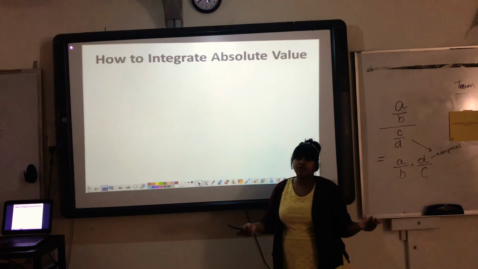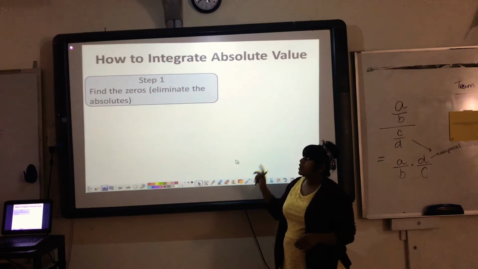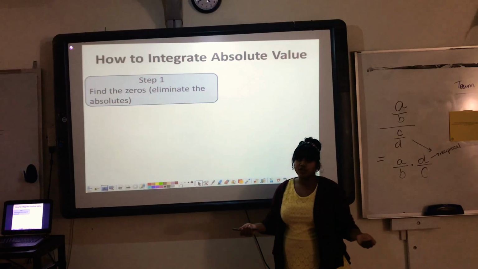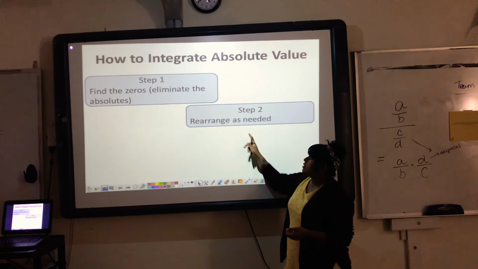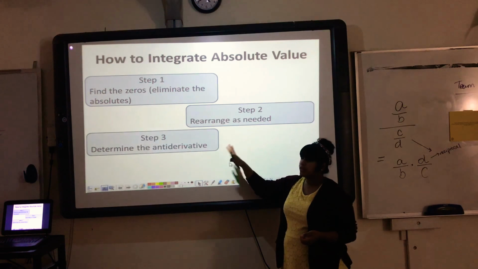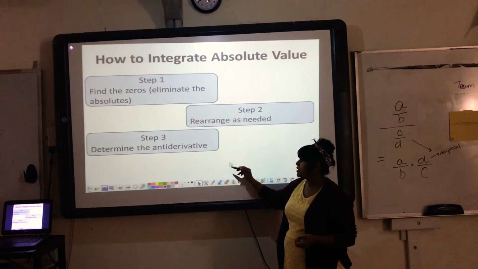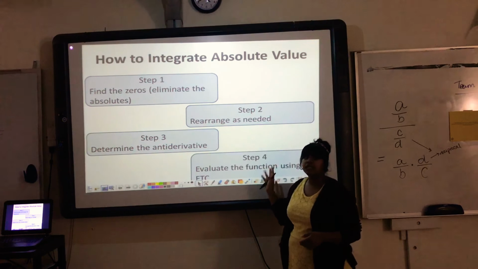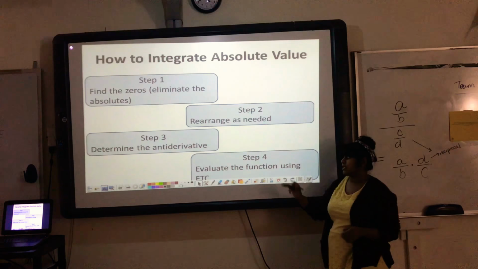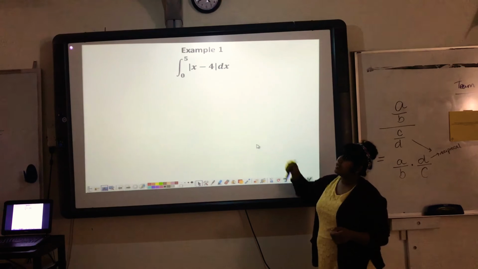Very easy, we've got 4 different steps. Step 1, we're going to find our zeros, basically eliminate the absolutes, make our equations positive. To do this, we're probably going to have to rearrange. Then we determine our antiderivative, take the integral, and finally we evaluate it using the fundamental theorem of calculus, our FTC. So let's look at an example problem.